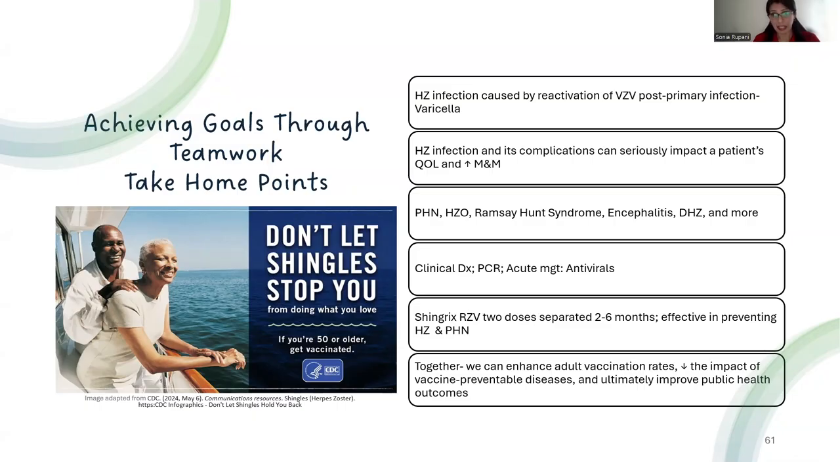And then we have the shingles vaccine, which is given as 2 doses, 2 to 6 months apart. It helps in preventing herpes zoster and postherpetic neuralgia. And together we can get this goal achieved: increase the immunization rates, decrease the impact of vaccine-preventable disease, and ultimately improve public health outcomes.